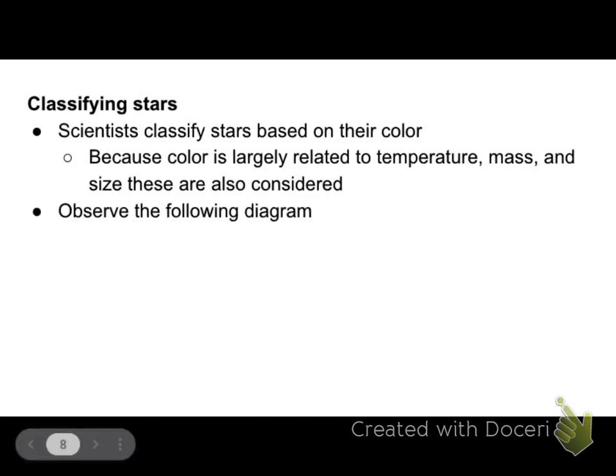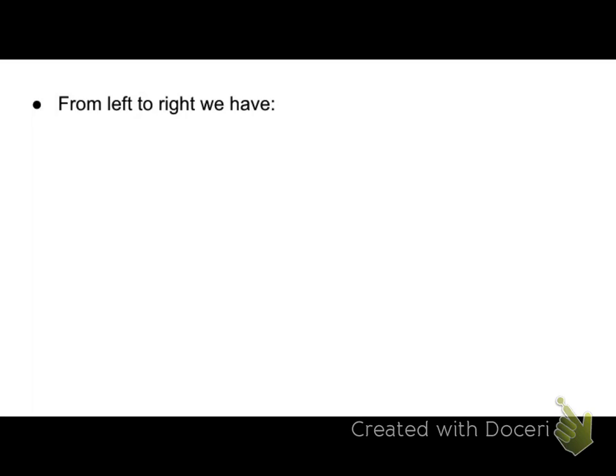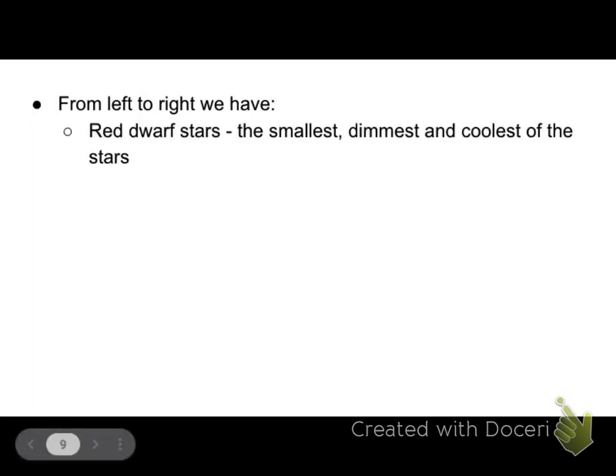Okay. Take a look at this diagram right here. You have it in your notes, so it's not going to disappear when we go to the next page, but it'll disappear for me. So if you look at your diagram, here is the listing of stars from left to right and how they're classified. So all the way on the left, you have the smallest and dimmest and coolest of the stars, the red dwarfs. They are named for their color, red, and for their size, dwarf.